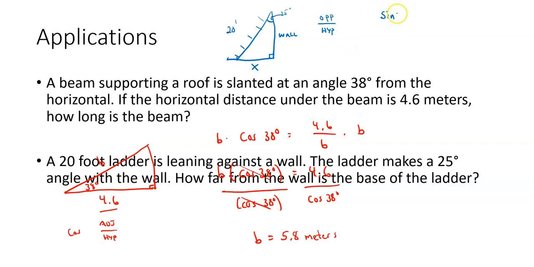So set up the ratio. The sine of 25 degrees equals opposite over hypotenuse. And this one is easy, because if I multiply both sides by 20, I get 20 times the sine of 25 degrees equals x. And then I grab my calculator, I type in 20 times the sine of 25, all in one shot, and I get 8.45. 8.45 what? Well, if it's a 20-foot ladder, then I must be measuring in feet. 8.45 feet. So this distance here, it's just under 8.5 feet from the wall.